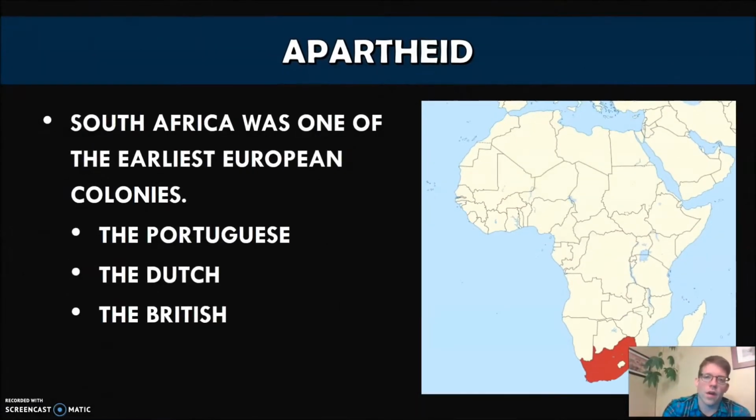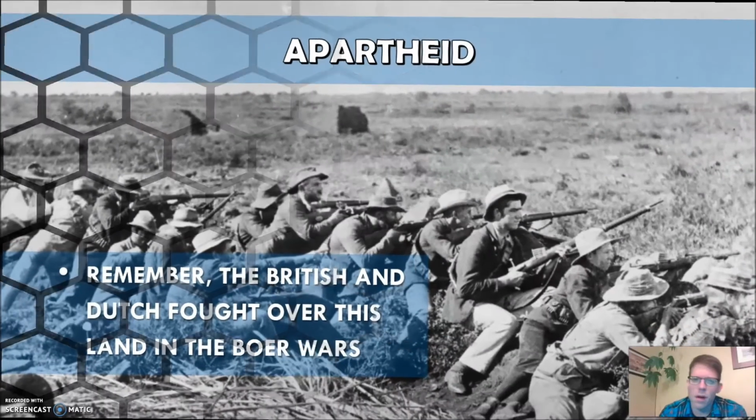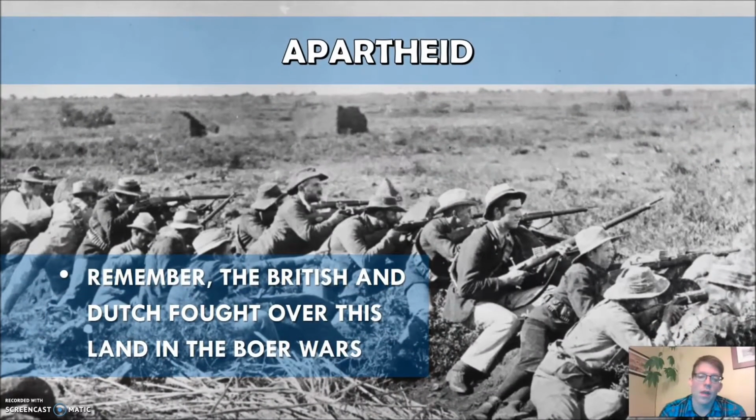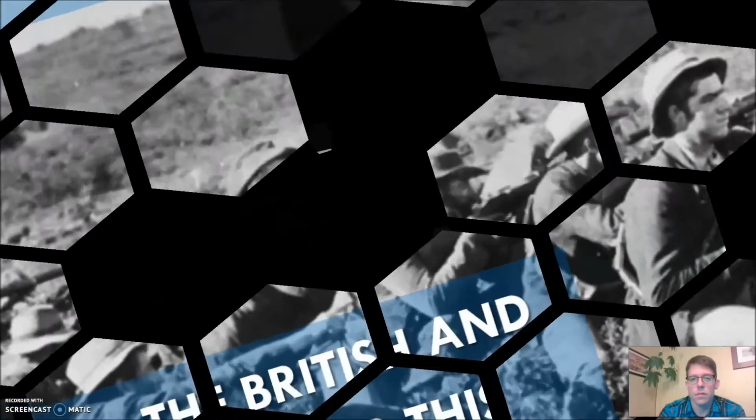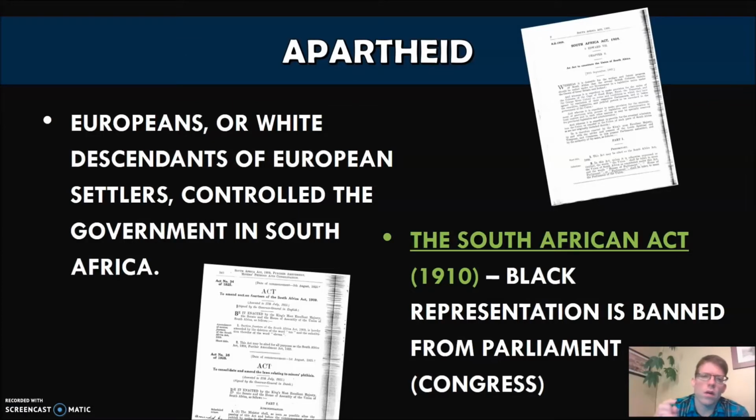So, if you remember, South Africa was one of the first colonies of Europe in Africa. The Portuguese were there, the Dutch were there, and the British were there. And maybe if you remember, the British and the Dutch fought over this territory. Those were called the Boer Wars. Europeans or the white ancestors of those European settlers controlled the government in South Africa. And in 1910, they passed a law called the South African Act. This act said black representation is banned from parliament, which basically meant there were no black people serving in the South African government.